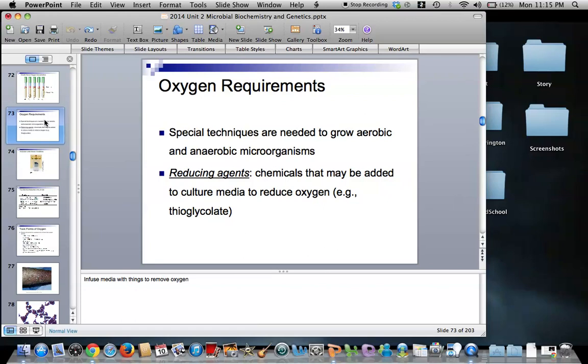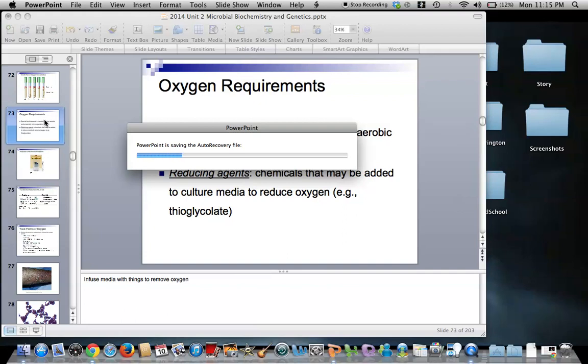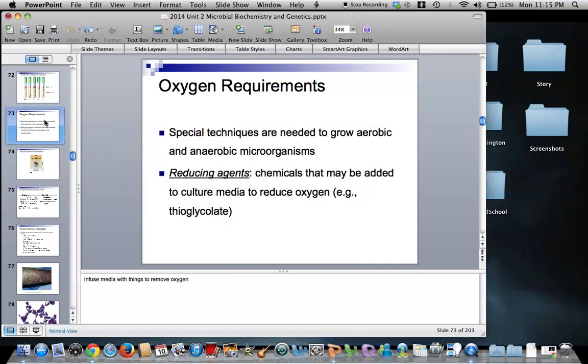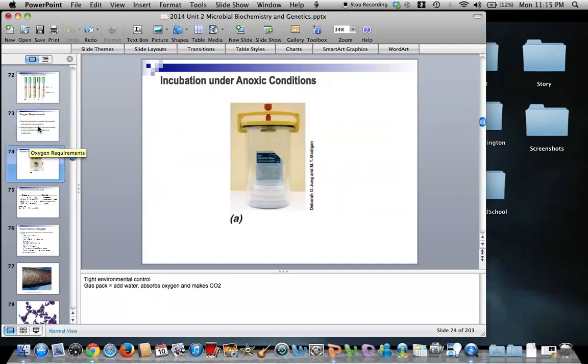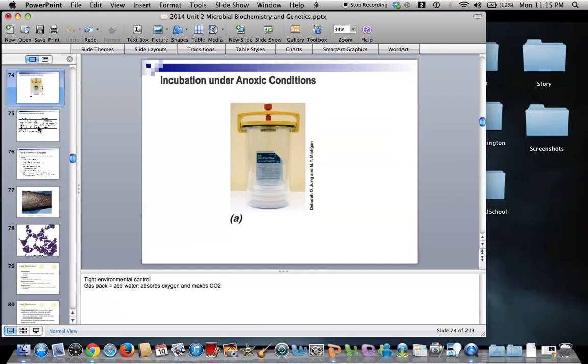Special techniques are needed to grow aerobic and anaerobic bacteria. Reducing agents are chemicals that are meant to reduce oxygen. So this is not the same as a normal chemical reducing agent. Never mind. Don't listen to me, I'm lying. So, a reducing agent is trying to remove oxygen from your sample. You can keep something in anoxic conditions. This one in particular is a gel pack that sucks the oxygen out, and then the gel pack itself is a vacuum.